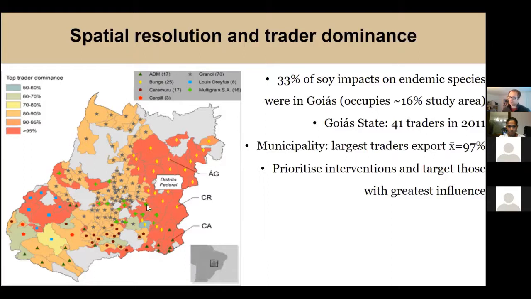And then the other thing is just to look at the symbols, so you can see that the companies tend to be clustered in areas. So Bunge, for instance, is clustered towards the east.